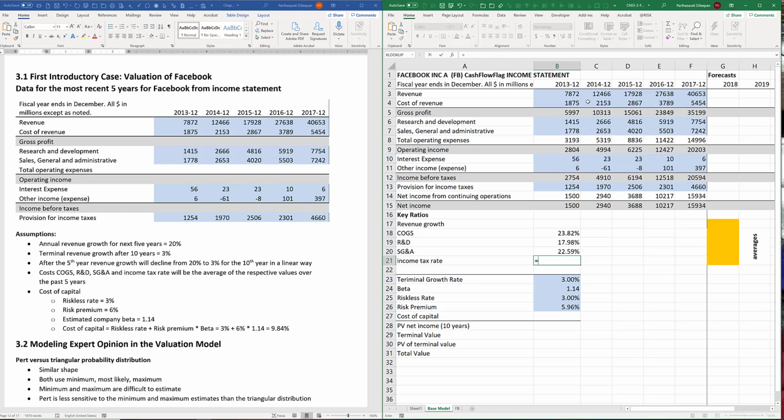And income tax rate is the provision for income tax right here. Now this one we have to divide by net income before taxes. Okay, so now we copy these like that.